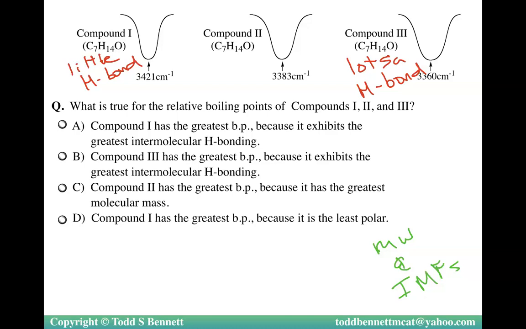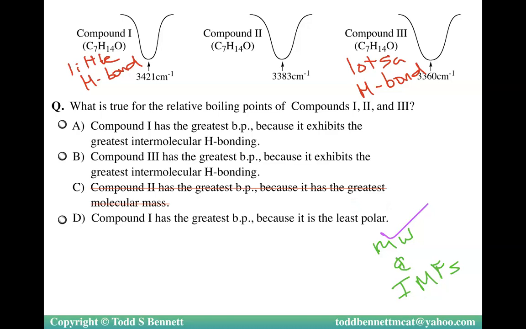Intermolecular forces, we know H bonding is the strongest, followed by polarity, followed by London dispersion forces. So if you have H bonding, you're going to win. Molecular weight: C7H14O, C7H14O, and C7H14O all have the exact same molecular weight. So it cannot be a difference in molecular weight. So the greatest boiling point has nothing to do with molecular weight. So I should be able to get rid of choice C right away.